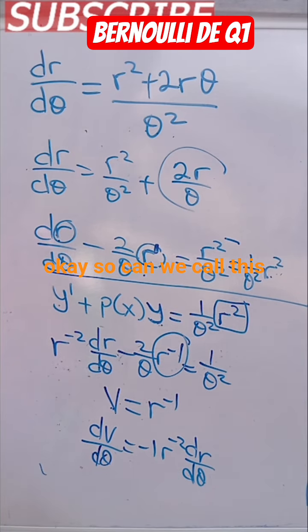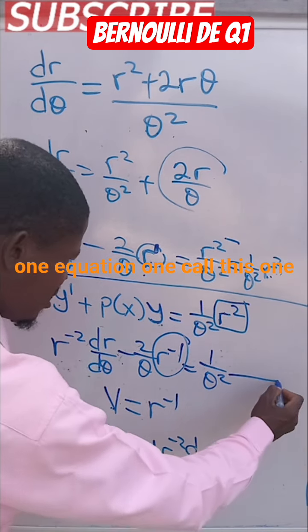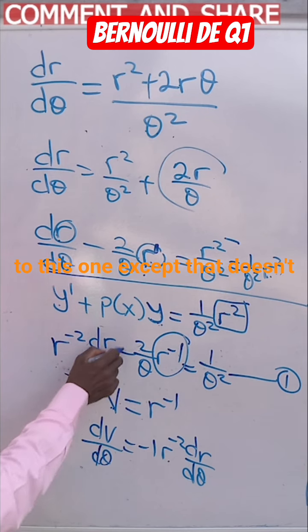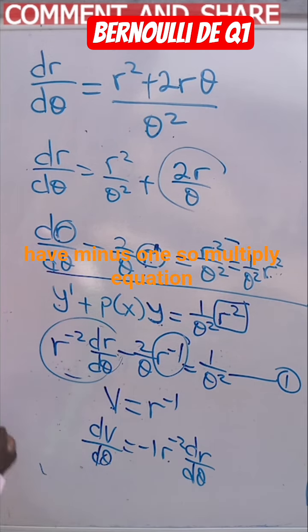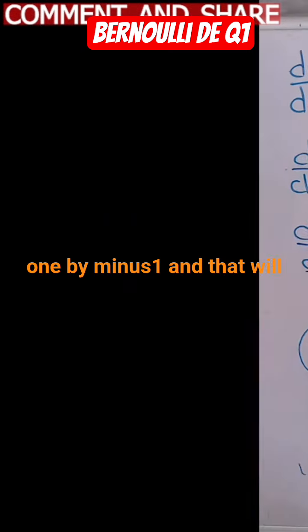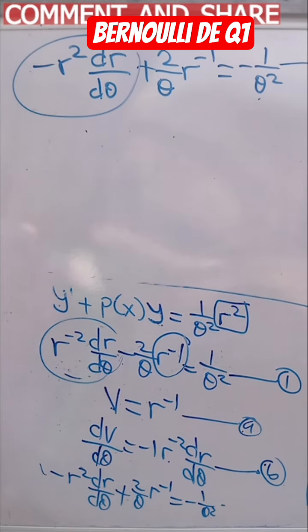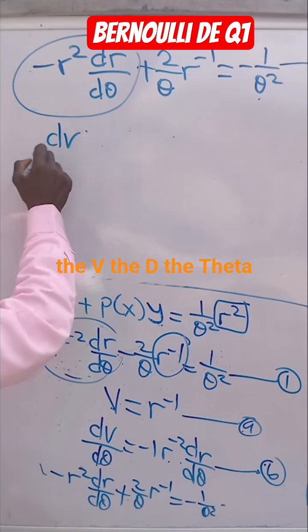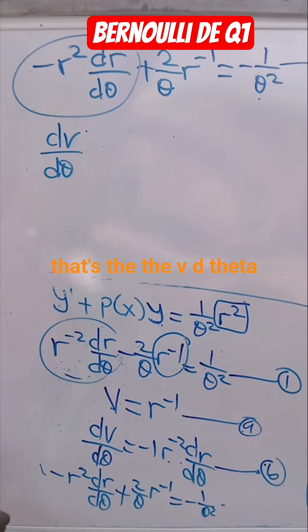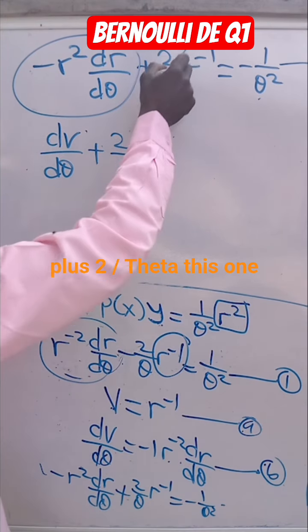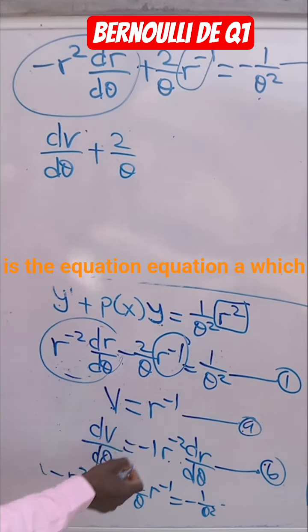Okay, so can we call this one equation 1? One here is almost similar to this one, except that it doesn't have minus 1. So multiply equation 1 by minus 1, and that will give us this one. That's the dv d theta plus 2 over theta v.